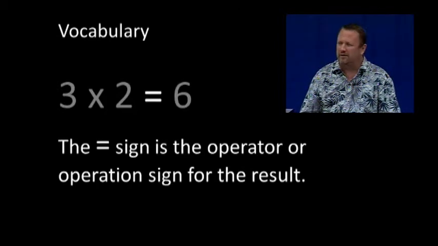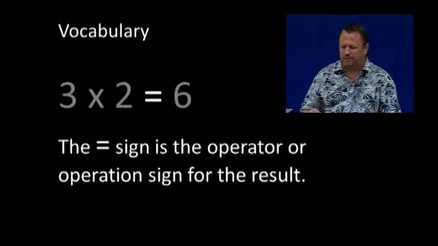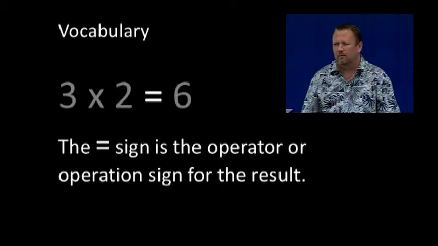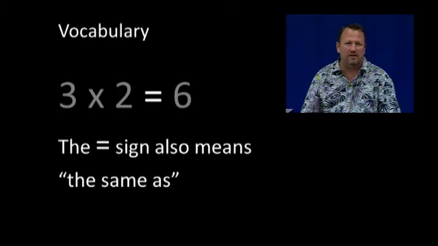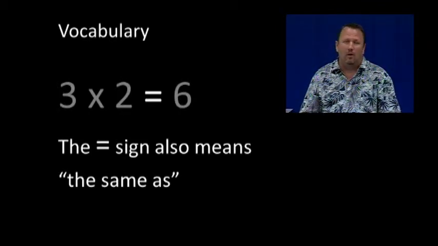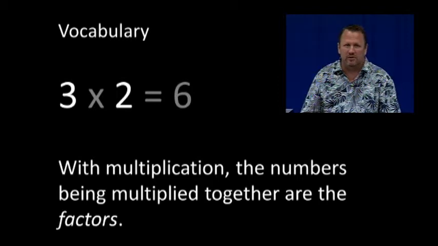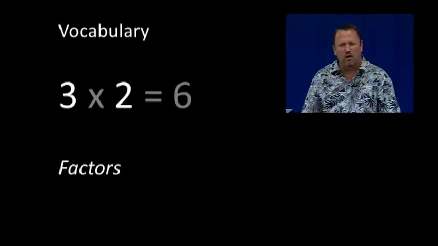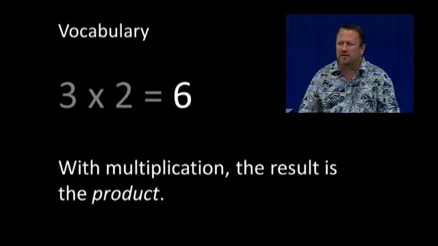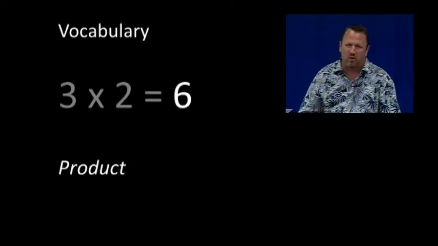The equal sign is the operator or operation sign for the result. The equal sign also means the same as. With multiplication, the numbers being multiplied together are the factors. So in this equation, 3 and 2 are the factors. With multiplication, the result is the product. So here, 6 is the product.